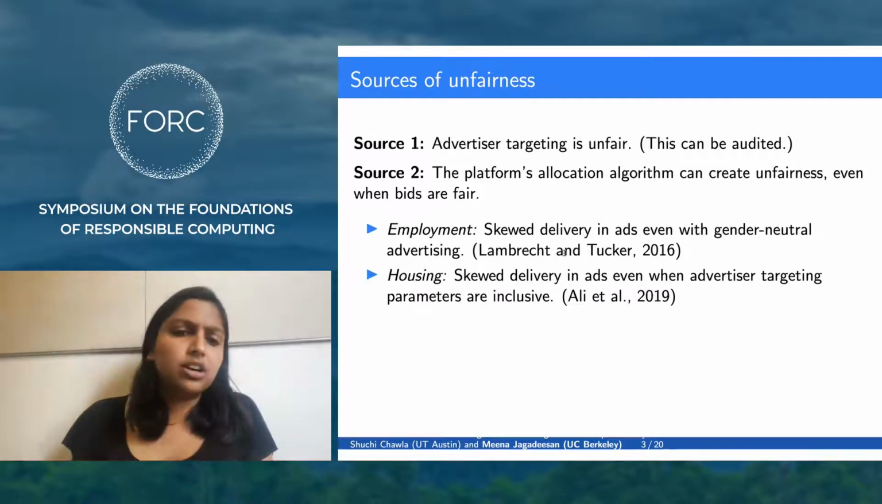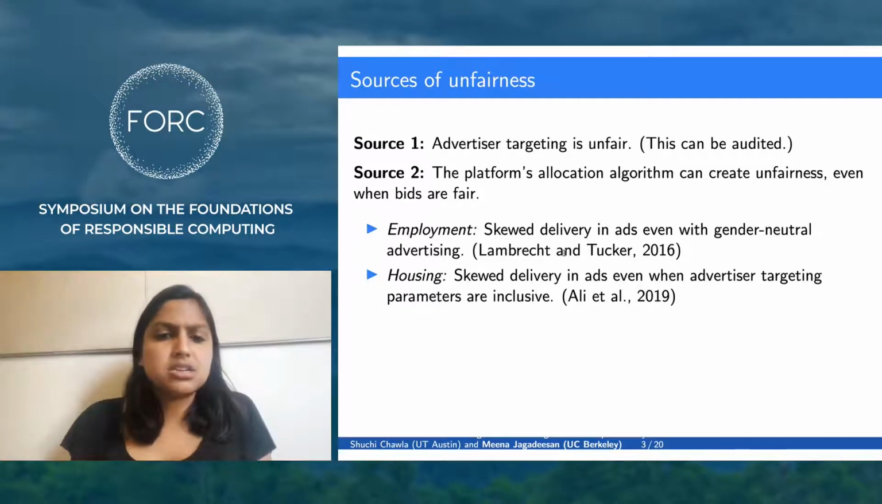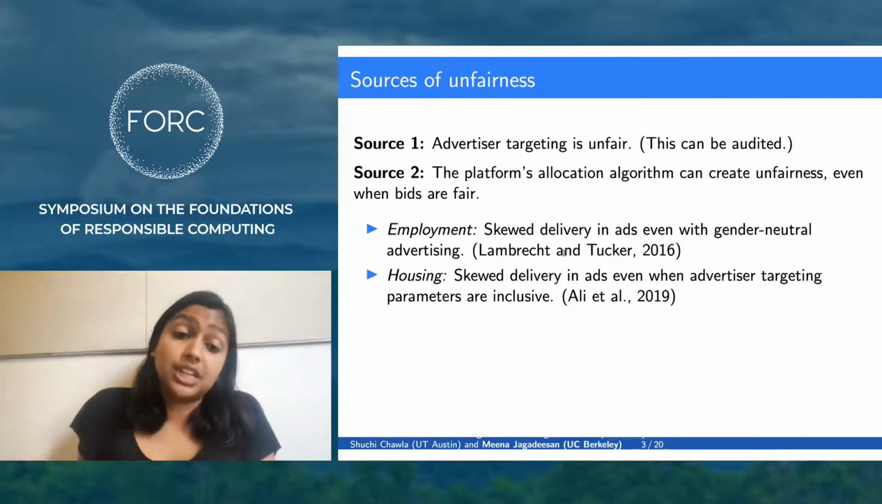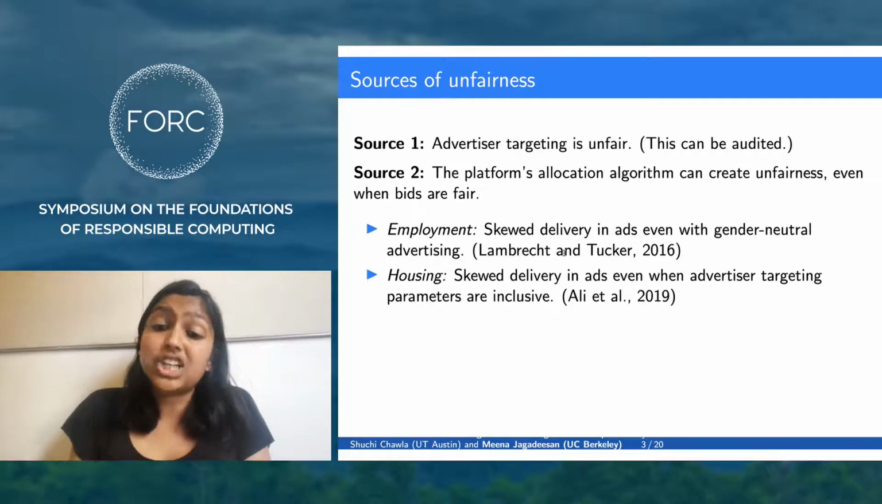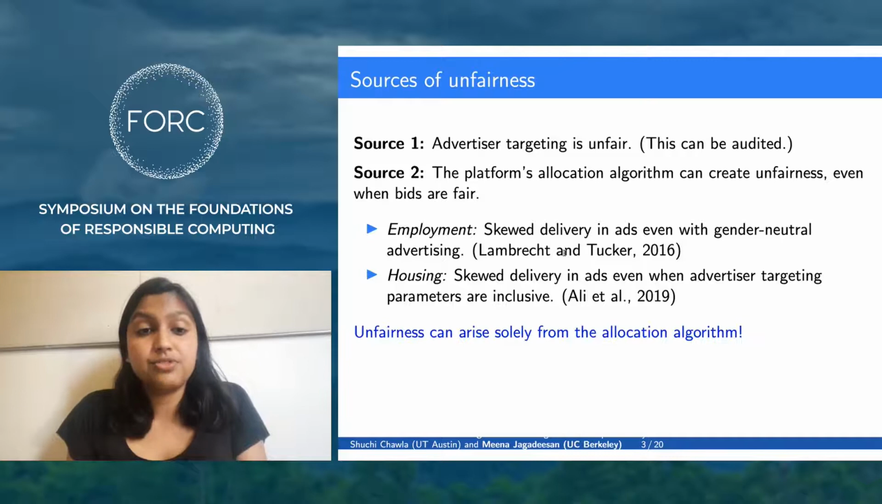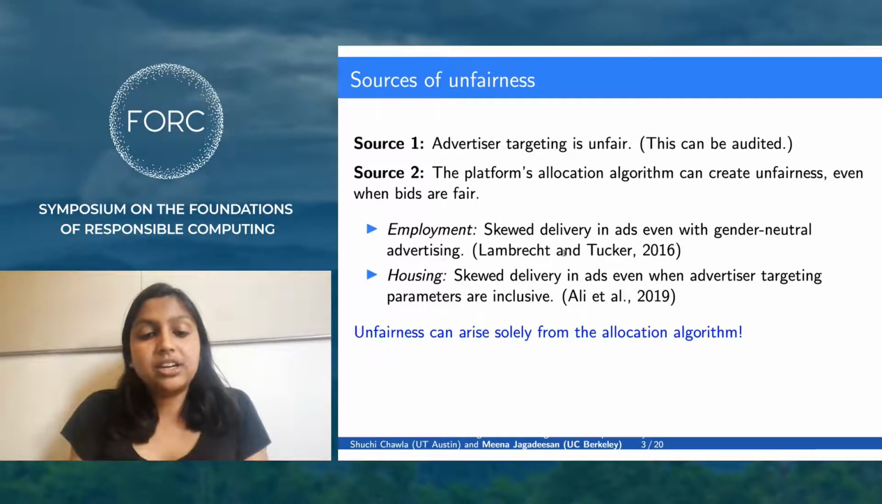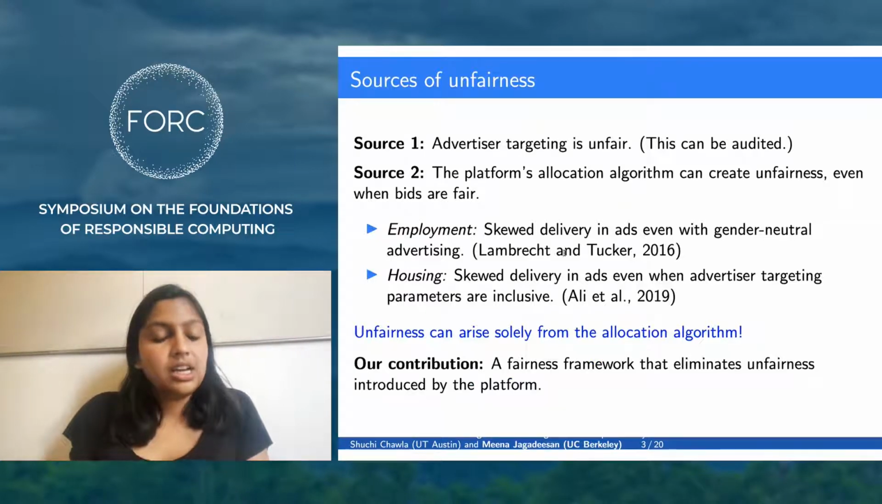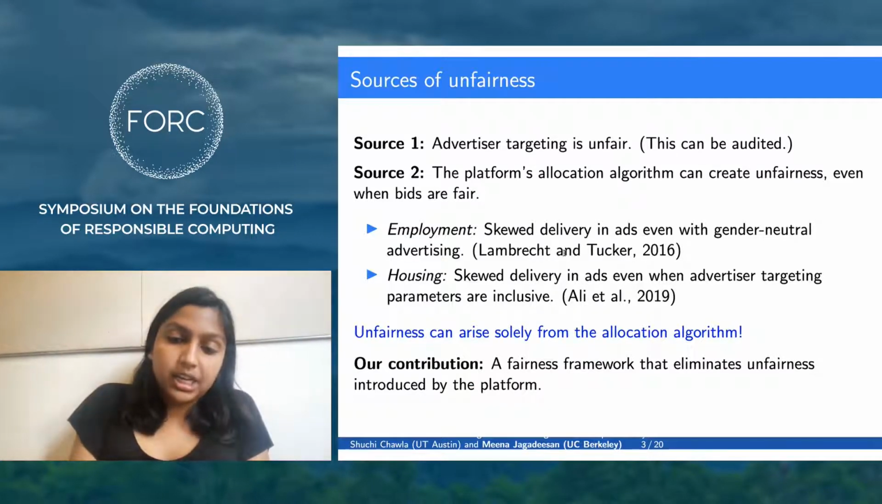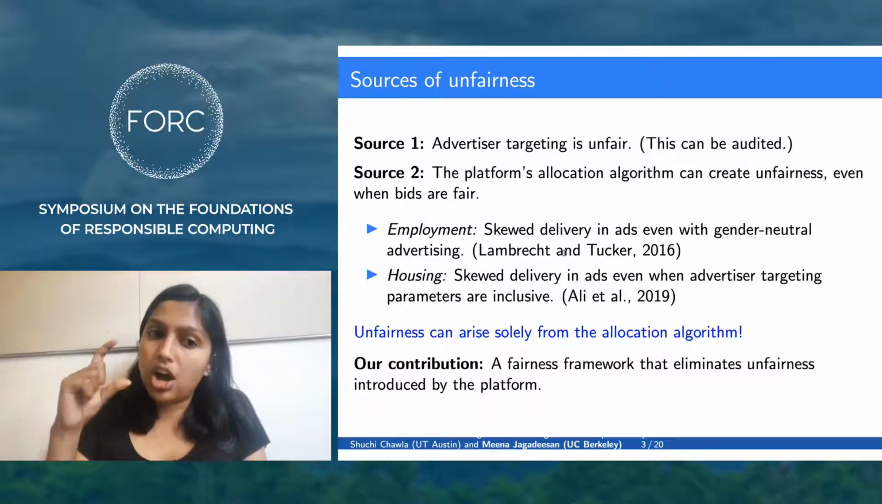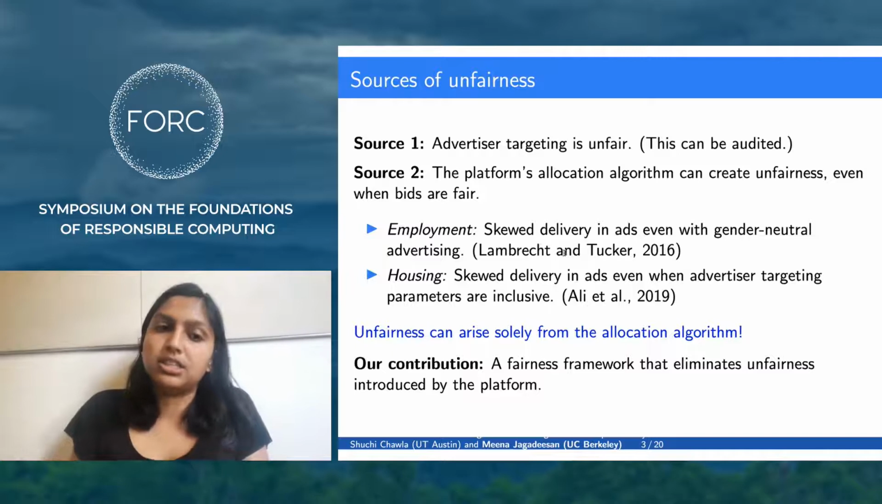This has been observed empirically in employment and housing ads. In employment, there's been observed to be skewed delivery in ads, even when there's gender neutral advertising. And in housing, there can also be skewed delivery in ads, even when each advertiser's targeting parameters are inclusive. So the core problem here is that unfairness can arise solely from the allocation algorithm. Our contribution is a fairness framework that eliminates the unfairness introduced by the platform. So we're focusing on eliminating source 2 of unfairness on this slide.